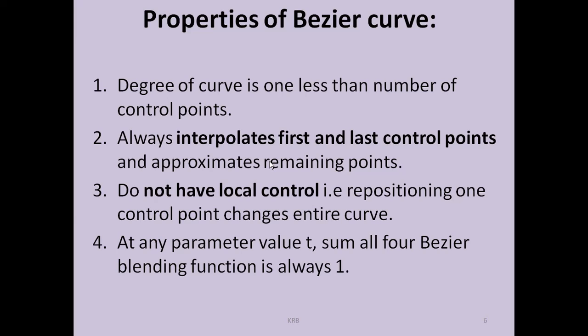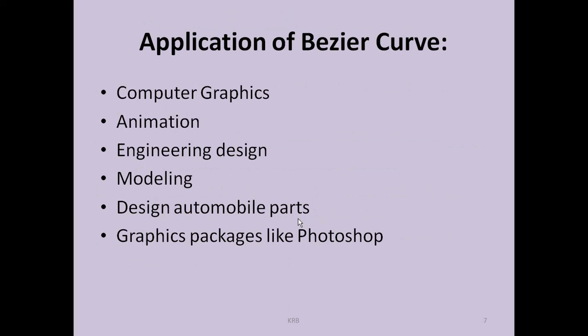It does not have local control, that is, if we change any one control point in the curve, the whole shape and size of the curve gets changed. At any parameter value of t, the sum of all Bezier blending functions is always 1. So these were the 4 properties of Bezier curve. And we have already seen the applications of Bezier curve. Basically, the Bezier curve technique is used in computer graphics, animation, engineering design, modeling, designing automobile parts, and graphics packages like Photoshop.